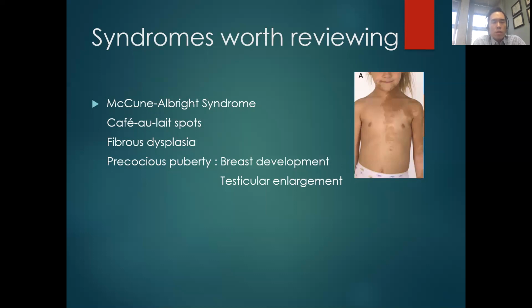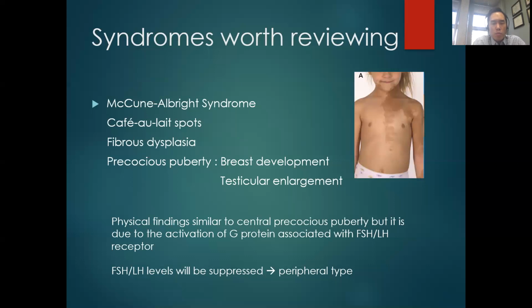The interesting thing about precocious puberty in McCune-Albright is that they have signs of central puberty, but the pathology is due to the activation of the G protein that is associated with the FSH and LH receptor. So the receptor is activated, you have an action of gonadotropin, but the FSH and LH themselves will be suppressed. So we consider this a peripheral type. When you do the blood test, you're going to see suppressed gonadotropin levels.